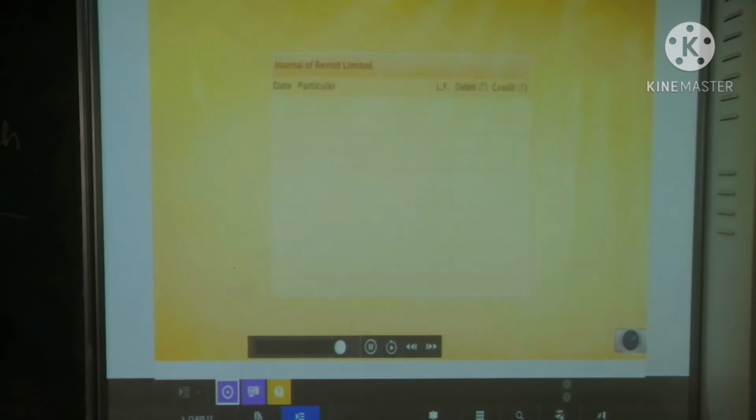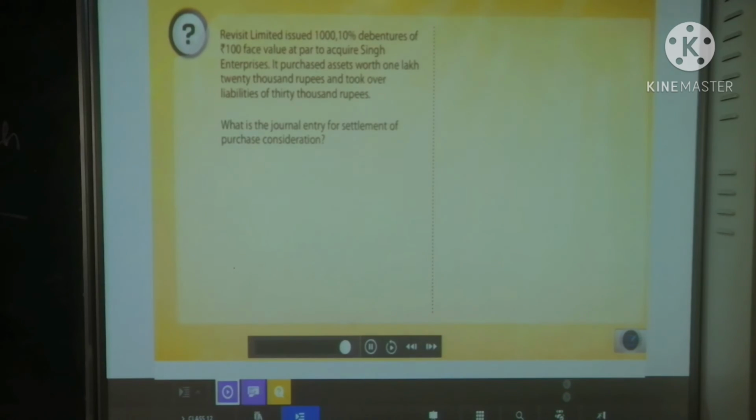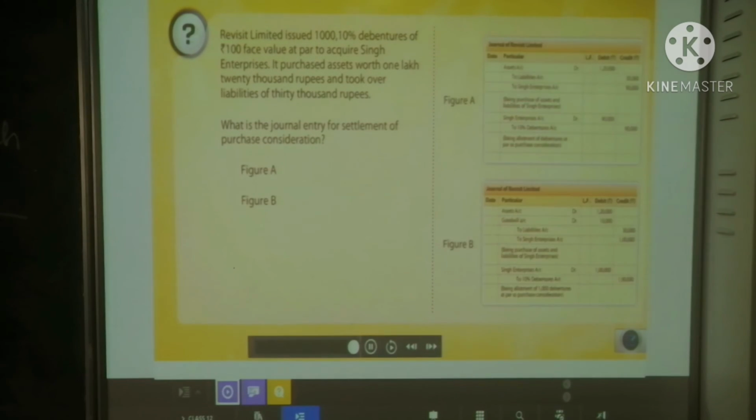We have seen how to record journal entries for issue of debentures for considerations other than cash. We will look at a similar example, and this time you can record the journal entries. XII Limited issued 1,000 10% debentures of 100 rupees face value at par to acquire XII Enterprises. XII purchased assets worth 1,20,000 rupees and took over liabilities of 30,000 rupees. What is the journal entry for settlement of purchase consideration?